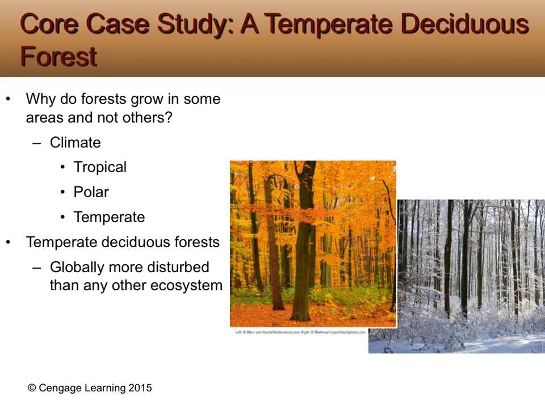A temperate deciduous forest is globally more distributed than any other ecosystem. In the United States, it ranges all the way from Maine over to kind of where we are, all the way down to Florida. So that's a very expansive part of the United States.